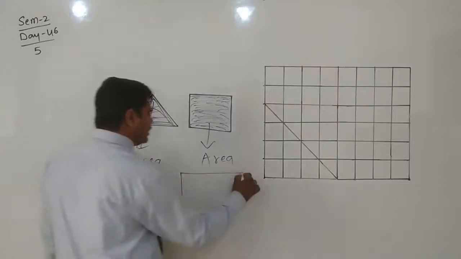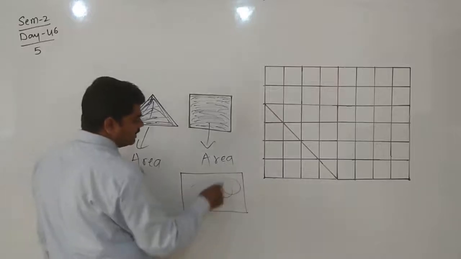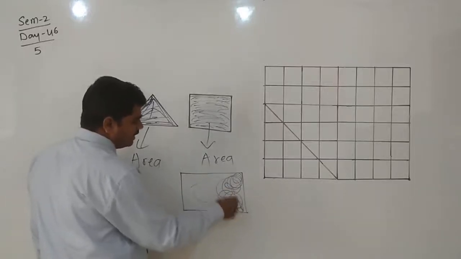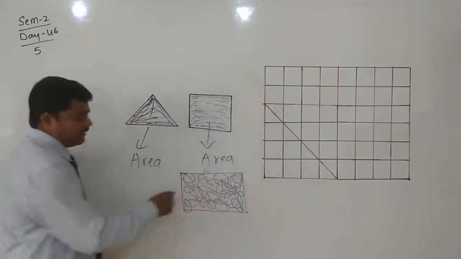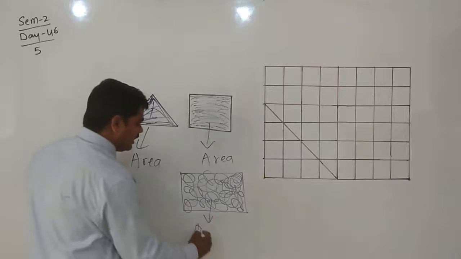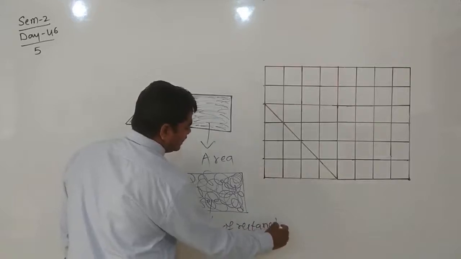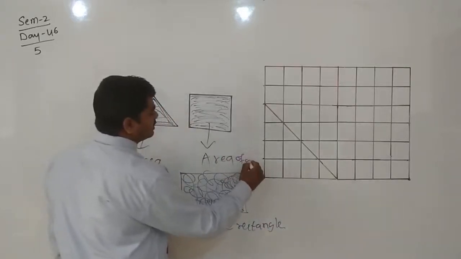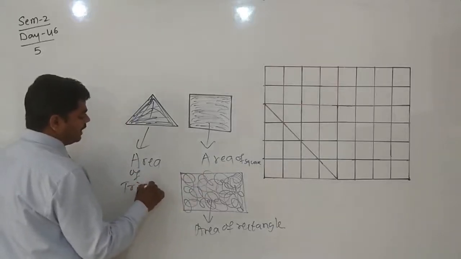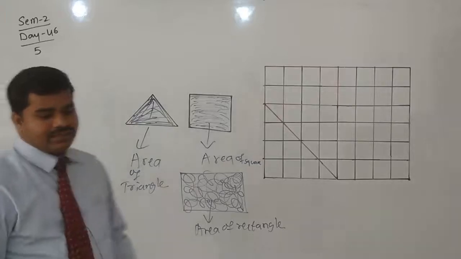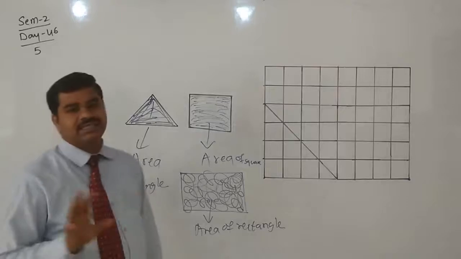If you take a rectangle, opposite sides are equal in length and parallel. This inside area we can call the area of a rectangle, given as ABCD or PQRS. This is the area of a square, and this is the area of a triangle. What does it mean by area? We can say the area of a plane figure is its surface enclosed by its sides.